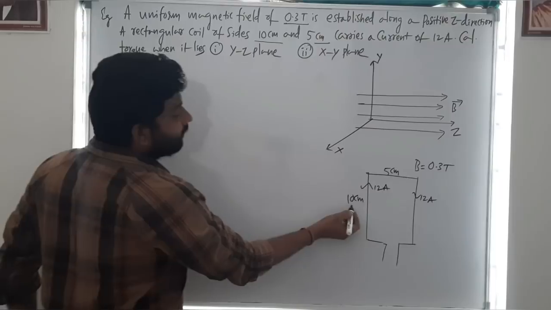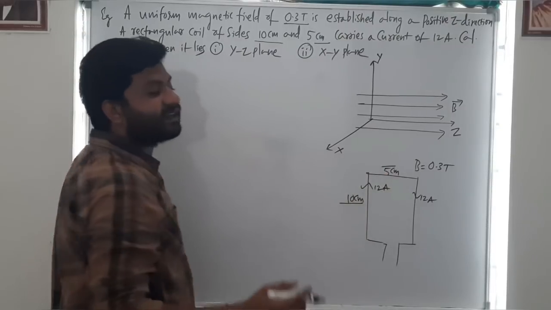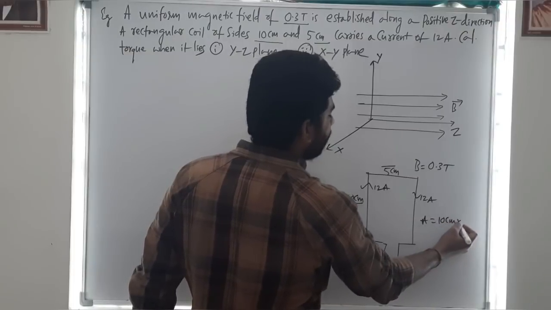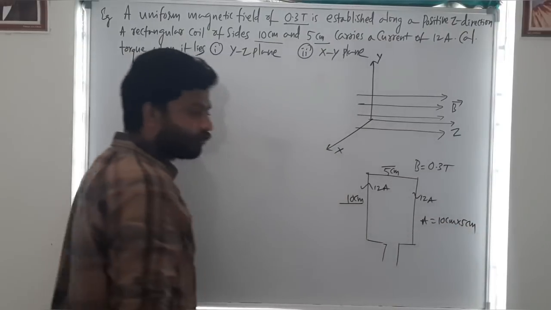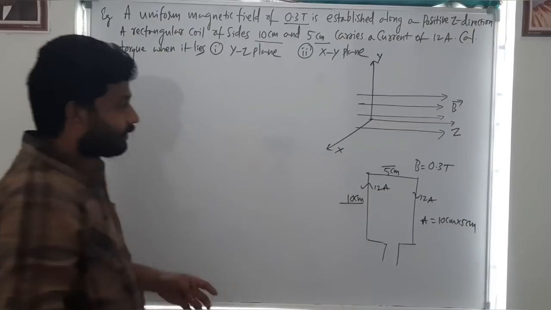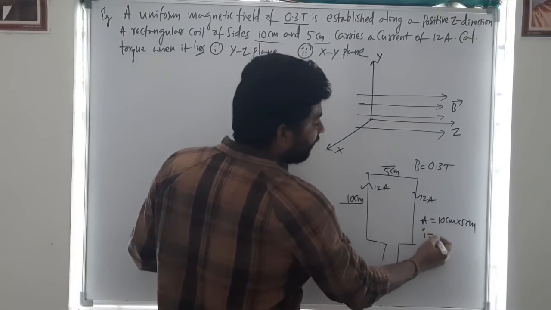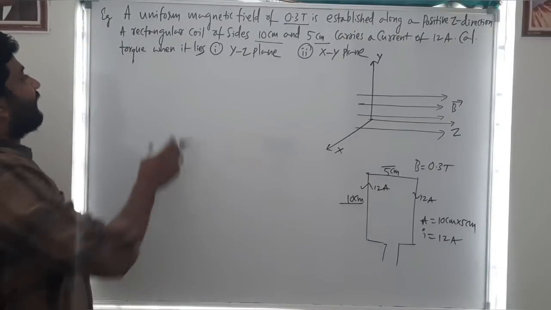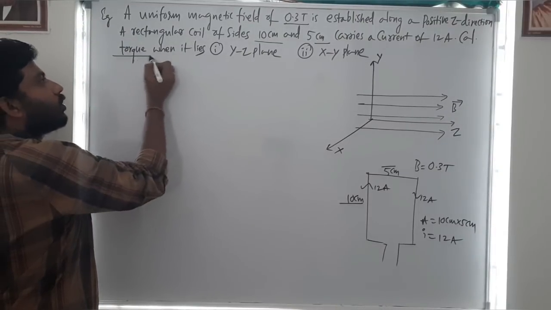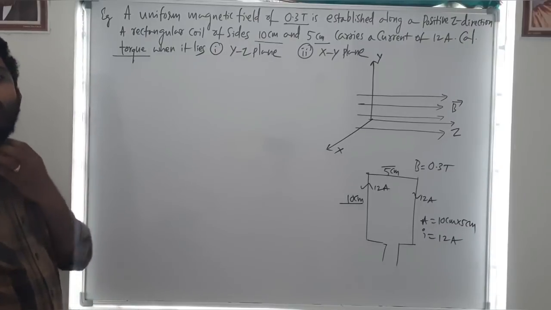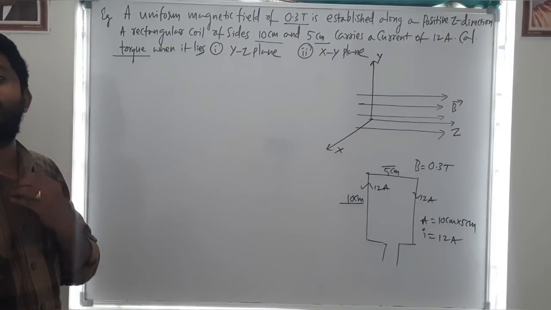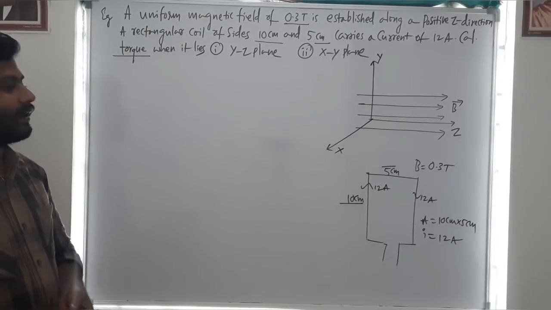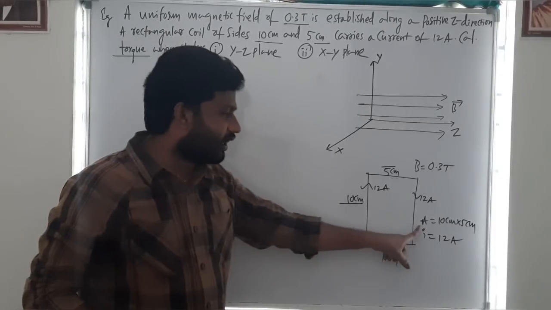From this 10 centimeter and 5 centimeter, you should understand the area is given. So the area of this coil is 10 centimeter into 5 centimeter. You need to convert it to meters, that's the next concept. So the current passing through this rectangular coil is 12 amperes. Calculate the torque. We know the concept of torque. Torque is m bar cross B bar. There is no vector concept given here, so directly all the values are given.